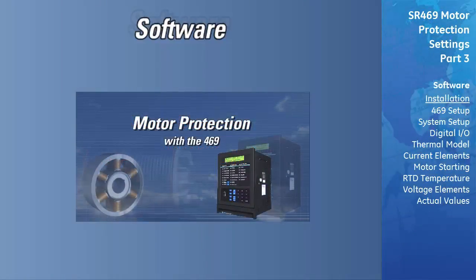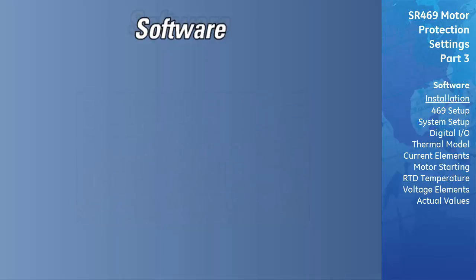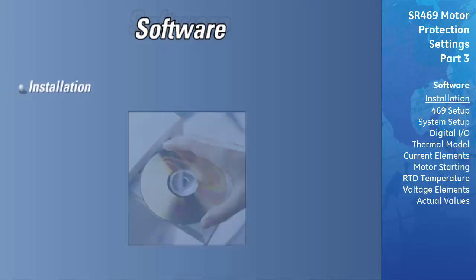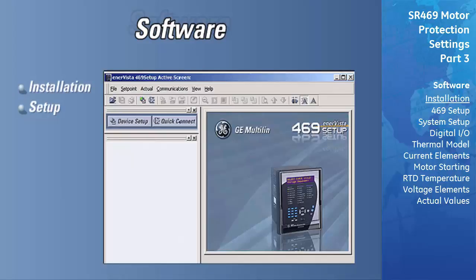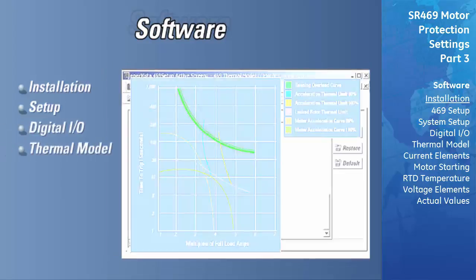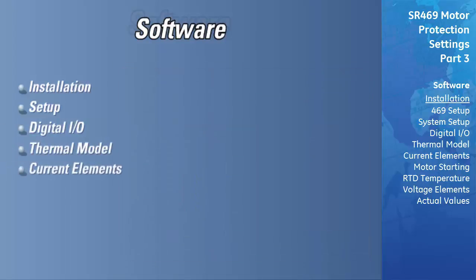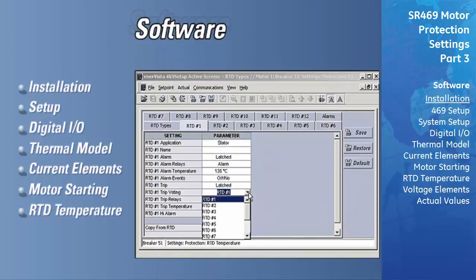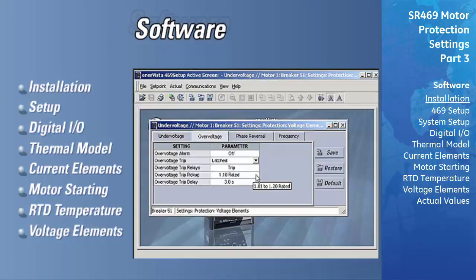The main learning objective for this section is to review the proper usage of the InterVista 469 setup program. Topics covered include installation, setup, digital input-output, thermal model, current elements, motor starting, RTD temperature, and voltage elements.